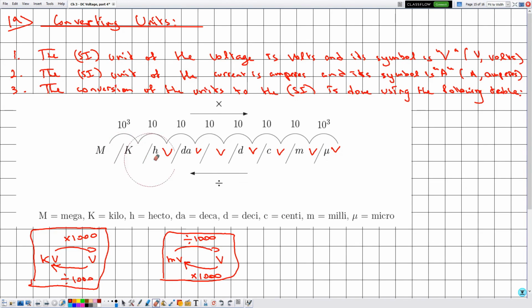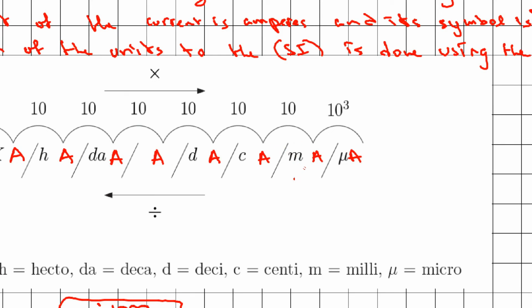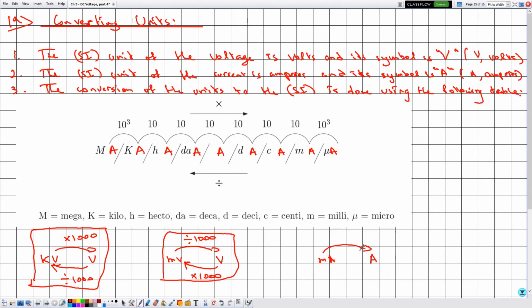Now what about A? So we can use this table for any physical quantity. Now here in this case we are using it for volts and amperes. So let's label the empty spaces by amperes. And we are interested in converting from milliamps into amps. So in order to convert from milliamps into amps, we move from right to left by how many tens? By 3 tens, which means that we are dividing by 1000. So, and from amps to milliamps, we multiply by 1000. So this is the third important rule that we are interested in.